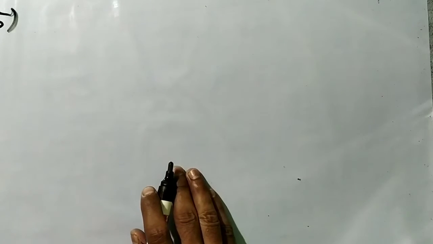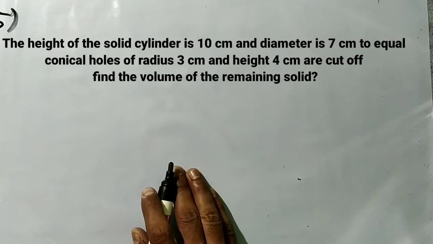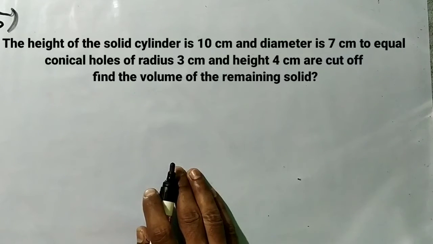Here the fifth one is the same as the fourth one, but just a little bit different, though it is easy. In the adjacent figure, the height of the solid cylinder is 10 centimeters and the diameter is 7 centimeters. Two equal conical holes of radius 3 centimeters and height 4 centimeters are cut off as shown in the figure. Find the volume of the remaining solid.